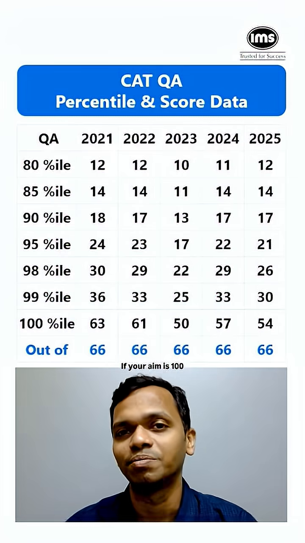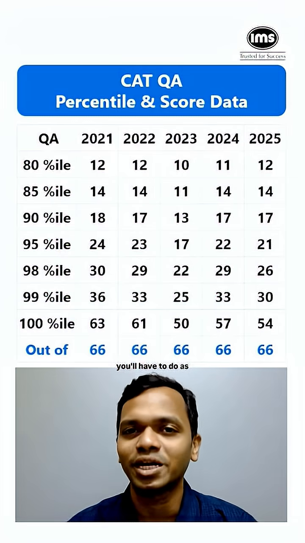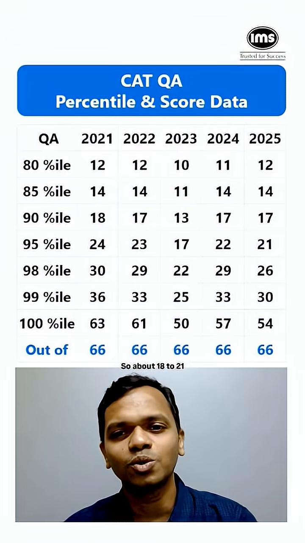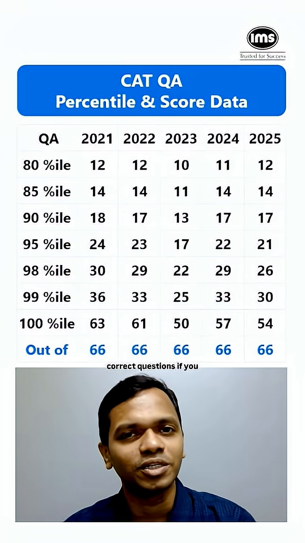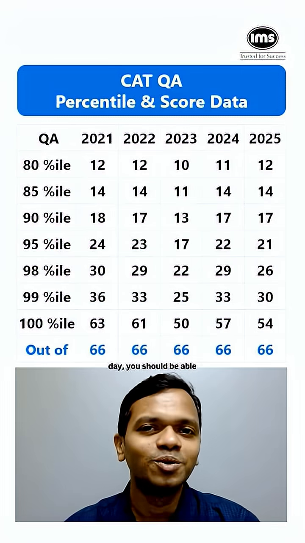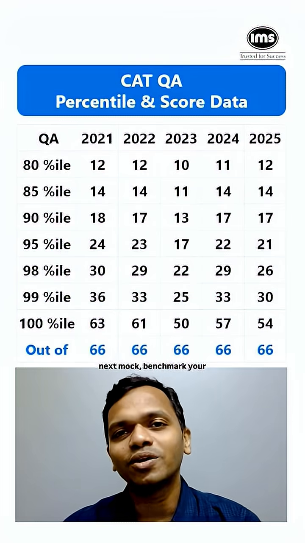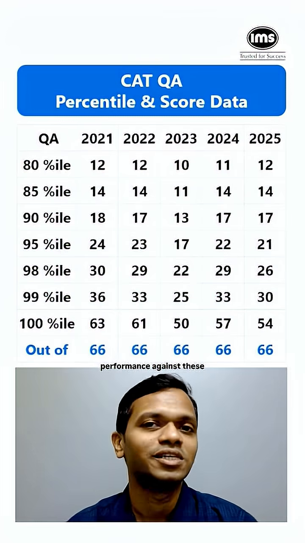If your aim is 100 percentile, obviously you'll have to do as many questions as you can, and there are very few questions that you can potentially skip. So about 18 to 21 correct questions, if you can get on the D-Day, you should be able to hit a 100 percentile. So when you take the next mock, benchmark your performance against these numbers.